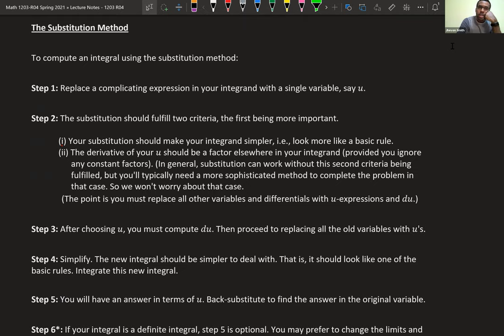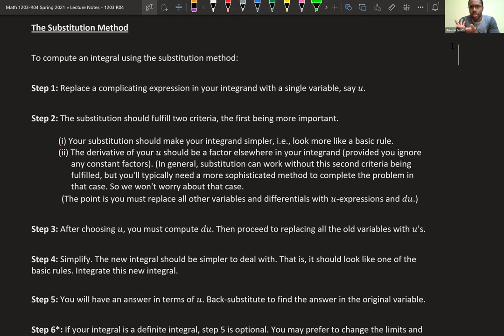So to compute an integral using the substitution method, and remember, you only do this if it doesn't look like a basic rule and you can't simplify it algebraically to look like a basic rule. Otherwise, you would just use the basic rules, right? So assuming that those two steps don't work, you would jump into substitution. So once you decide, oh, I need substitution to do this integral, how do you actually do it? Well, you start by replacing a complicating expression in your integrand with a variable, for example, u.